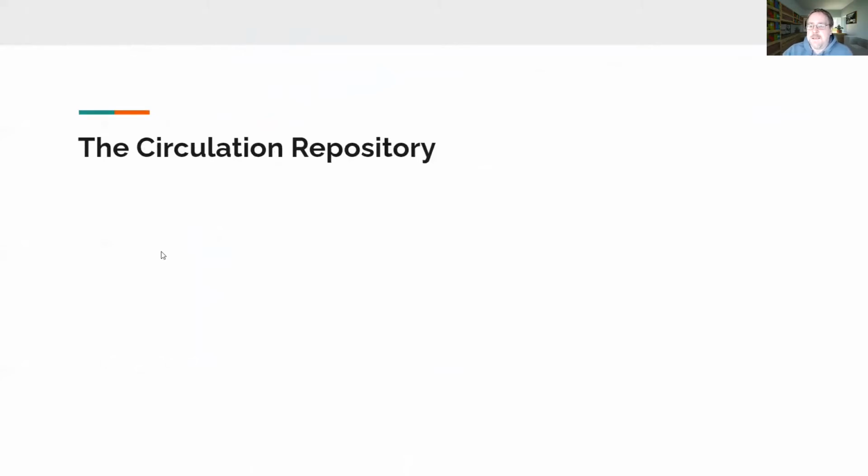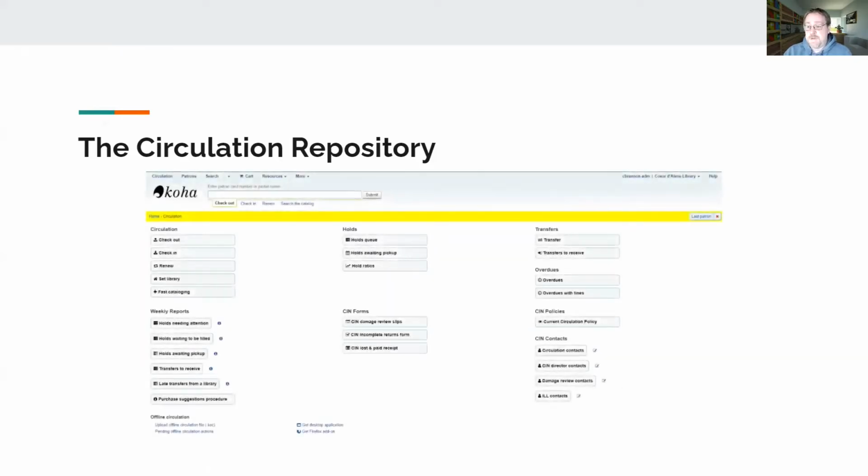Next thing I want to talk about is what I call the circulation repository. Basically, this is the circulation page in Koha, and I'm utilizing the Intranet Circulation Home HTML preference to add content to this page. This page generally just has the top buttons you see on this page, along with the offline circulation information at the bottom. So the sections in the middle, the weekly reports, the forms, the policies, the contacts, those are all things that I added.